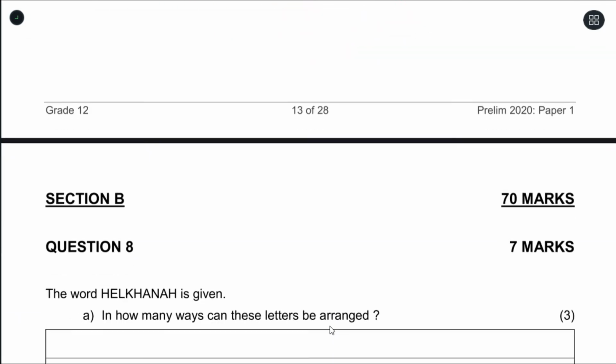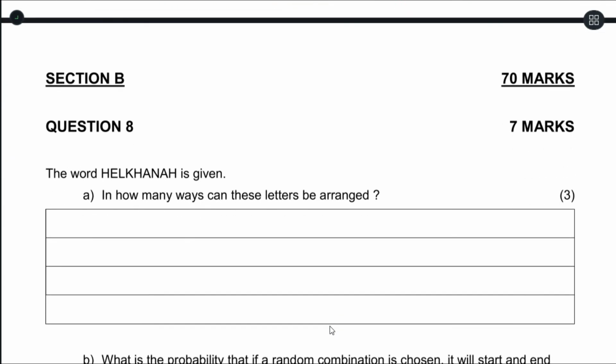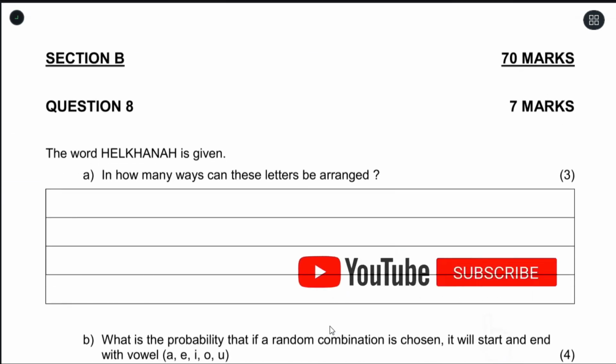Okay, so that's it for the first section. That's section A. And in the next section, we'll be talking about section B.